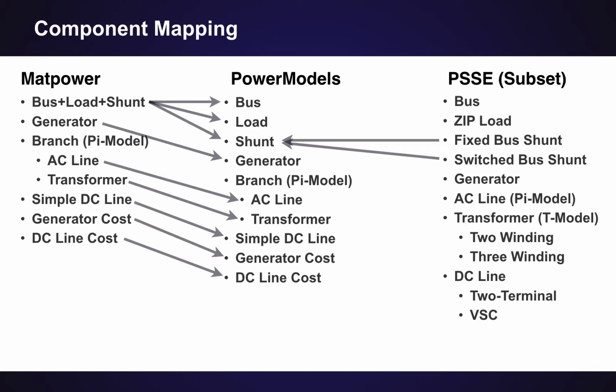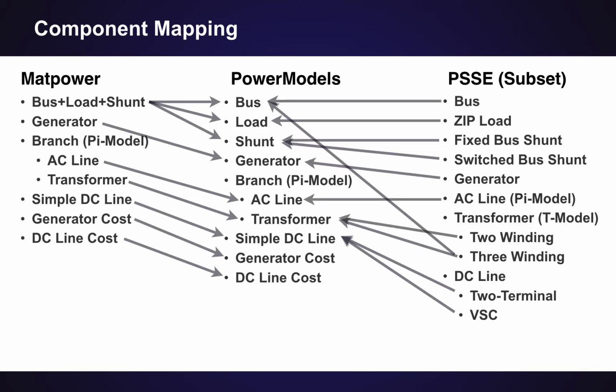In PSSE, we'll take the fixed shunts and the switch shunts, and we will merge them into the generic shunt element in PowerModels. The 3-winding transformers will be broken into multiple components, 1 star bus, and then a number of 2-winding transformers. And then all of the DC lines, the 2-terminal and VSC, will be mapped into this simple HVDC line that's included in Matpower. And then the rest will map over pretty much one-to-one. Now it's important to note, and I mentioned this previously, that some of the fields in these component mappings in PSSE will not be supported by PowerModels, but they will be included in the data format just for completeness.